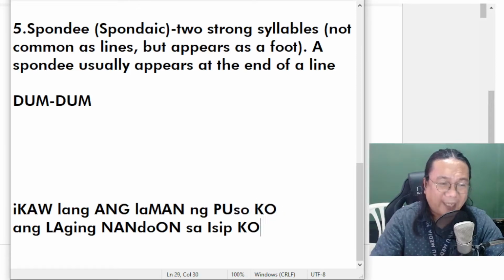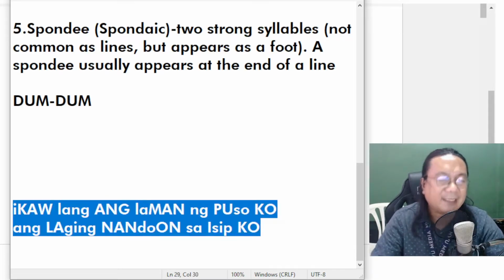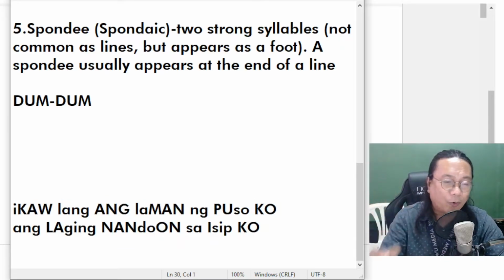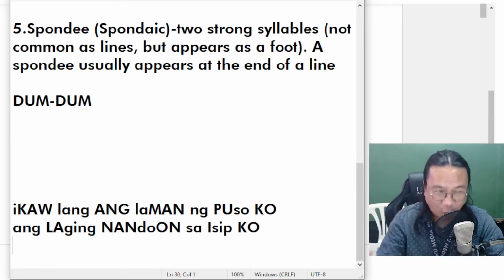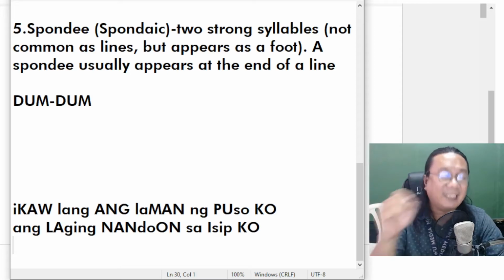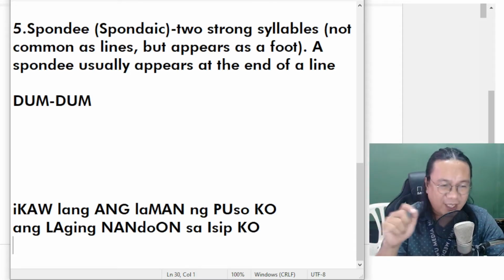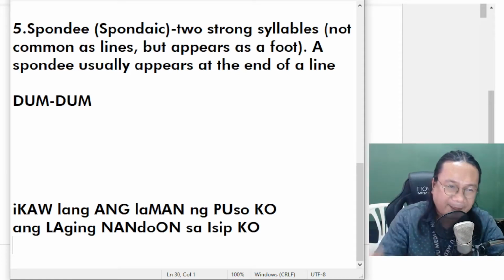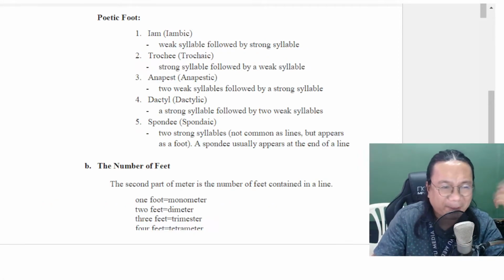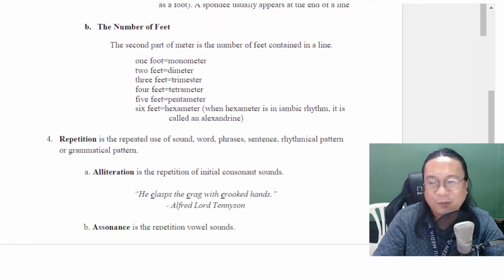And then I have 2 lines. So let's try to do it as a pentametric iambic. So ikaw lang ang laman ng puso ko, ang laging nandoon sa isip ko. So that's an iambic pentametric. Oh, what are pentametrics? Let's now move on to the next part of the lesson, which is the number of feet.